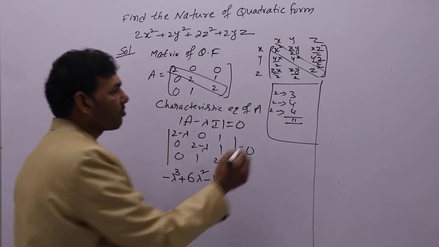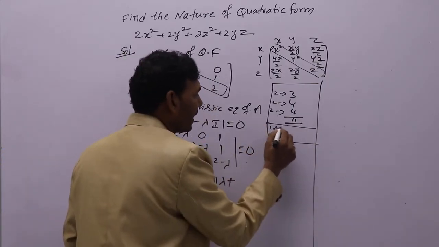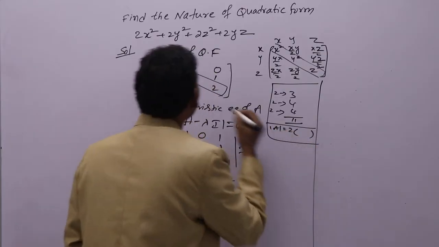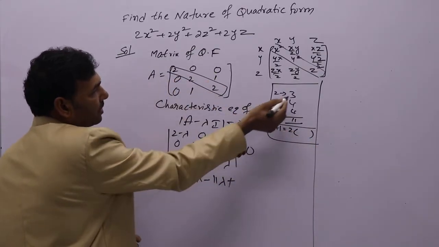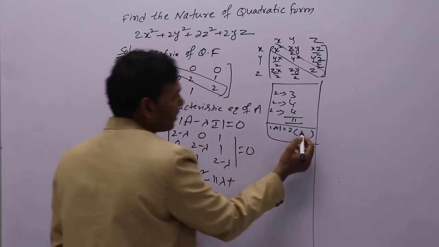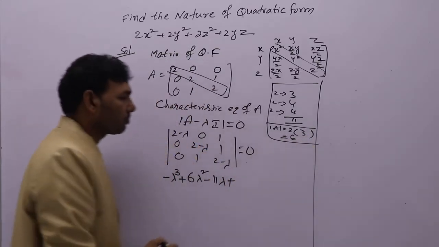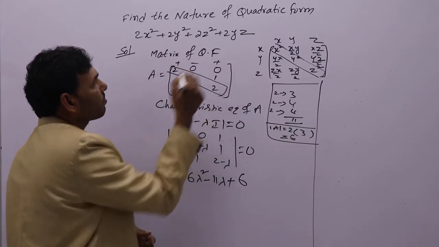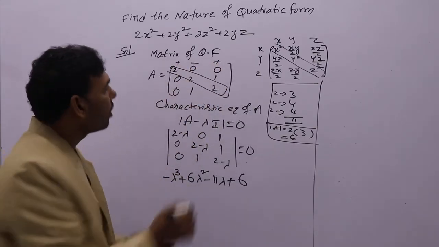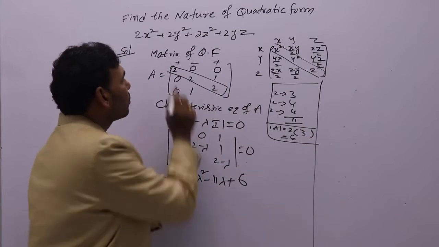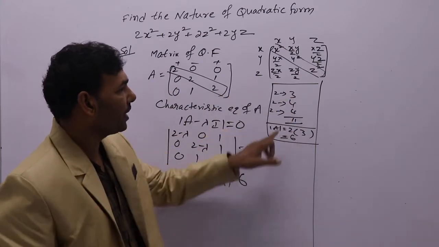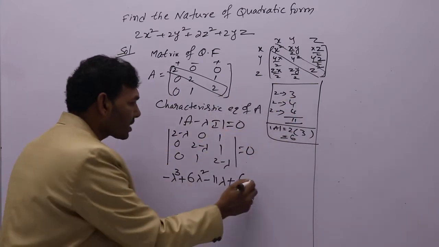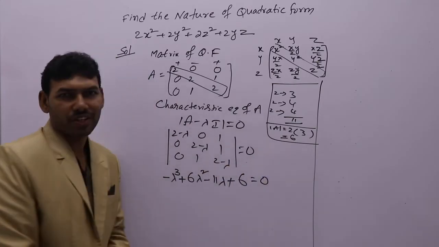Det A is very easy here. Det A is 2 into its cofactor, where the corresponding row and column are eliminated. That one we calculated: 4 minus 1, 3. 2 3s are 6. So the remaining terms we need not find, since it is plus minus plus and 0 into anything is 0. So 2 into its cofactor 3, 2 3s are 6. So this is the characteristic equation of A.